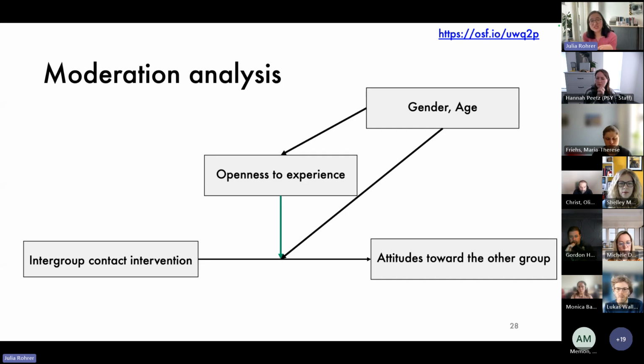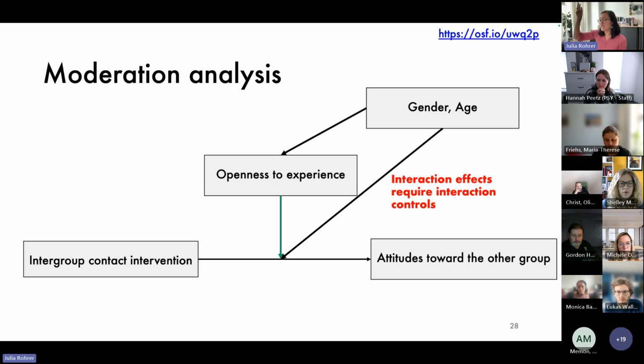Now, you might naively just include gender and age in your model, notice that nothing happens, and conclude that this is not confounded by gender or age. But one underappreciated fact is that if you're interested in an interaction and want to check whether it might be confounded, then you always need interaction controls. So here we would also have to include the interaction between the intervention and gender and age. And then when we do that, we might notice that the interaction term with openness to experience is no longer statistically significant. In such a situation, the question is, okay, what does that mean? Does openness to experience moderate the effect of the intervention or not?